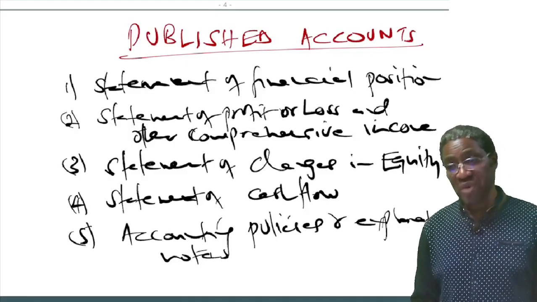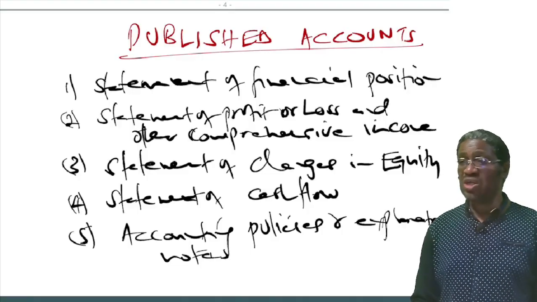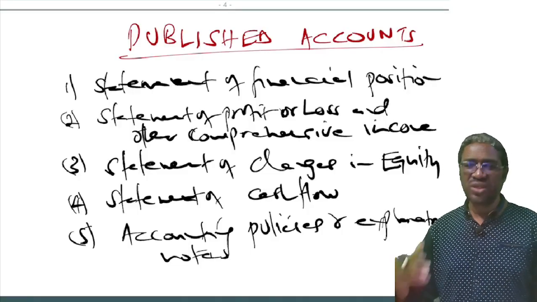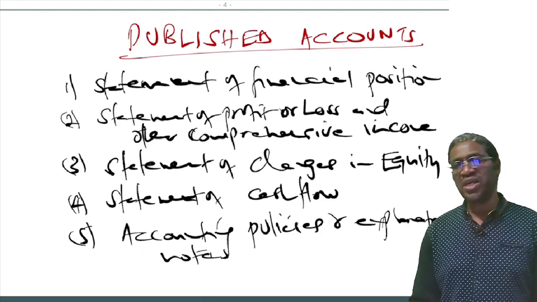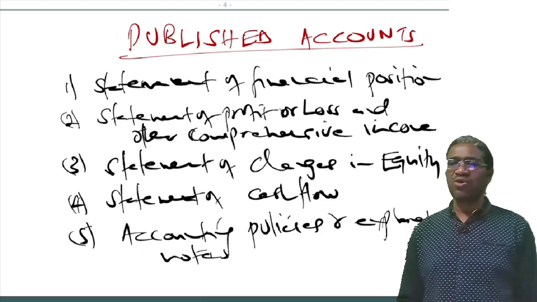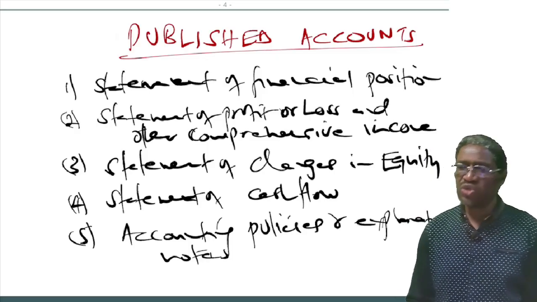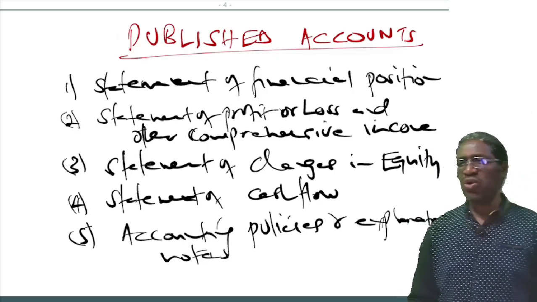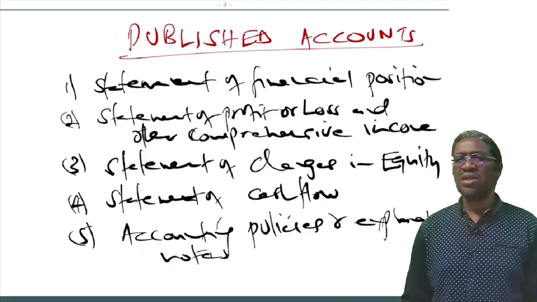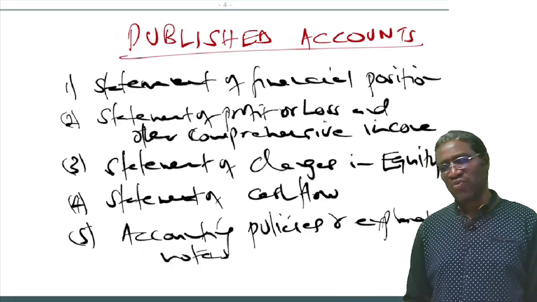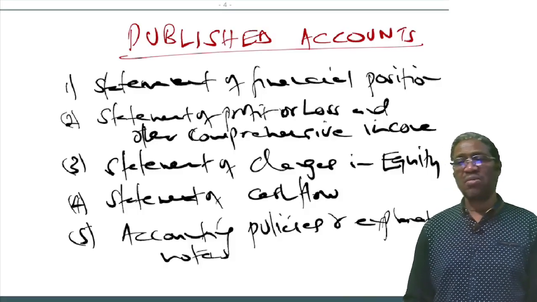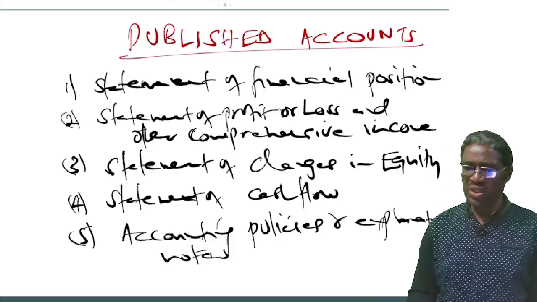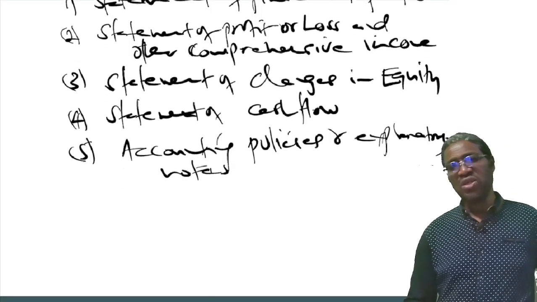It's also good to remember this list, because some questions I've asked you in the theory questions. State the components of a complete set of financial statements. We are saying they include 1, statement of financial position. Number 2, statement of profit or loss and other comprehensive income. Number 3, statement of changes in equity. Number 4, statement of cash flows. Number 5, accounting policies and explanatory notes.